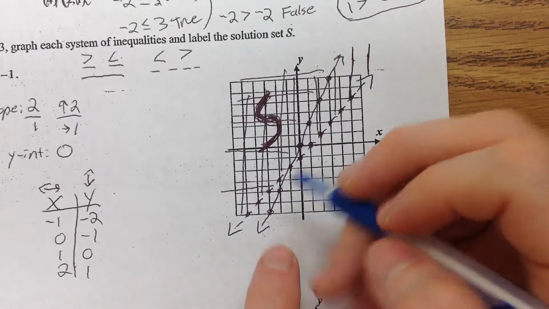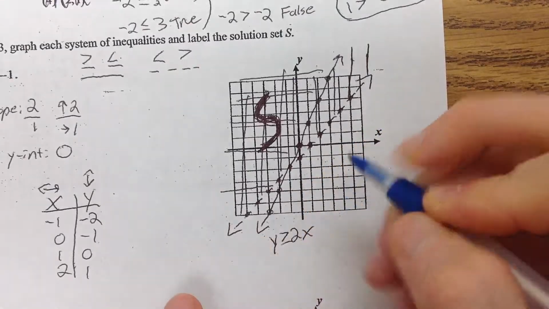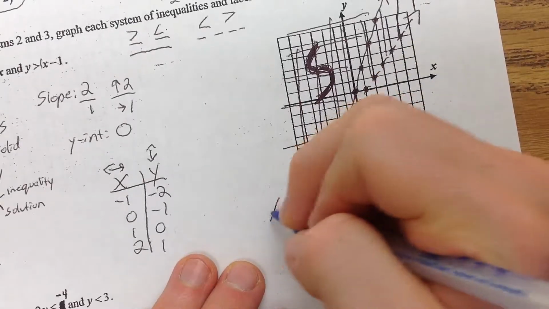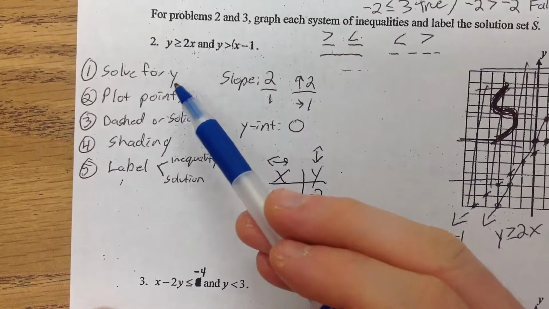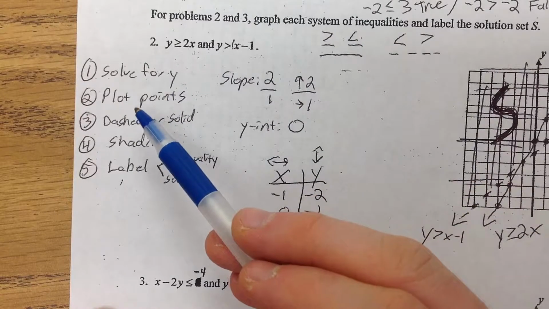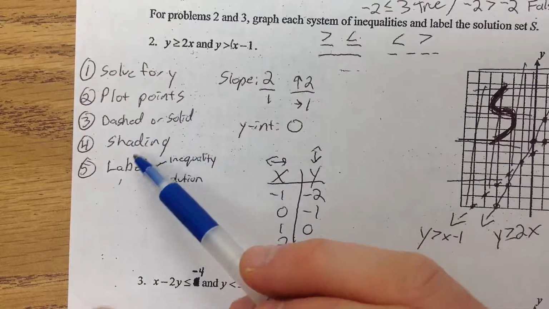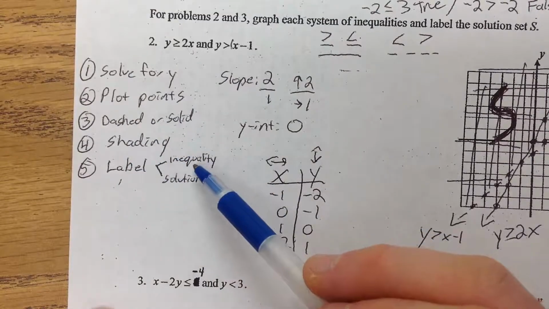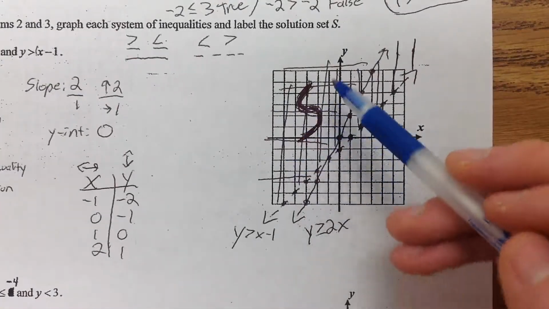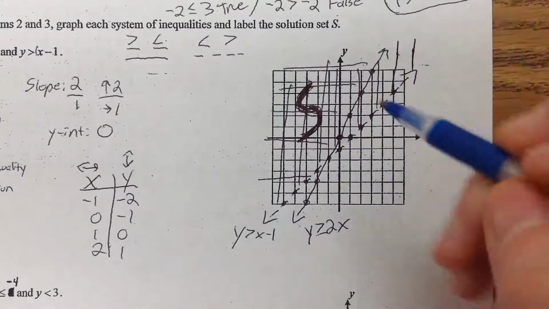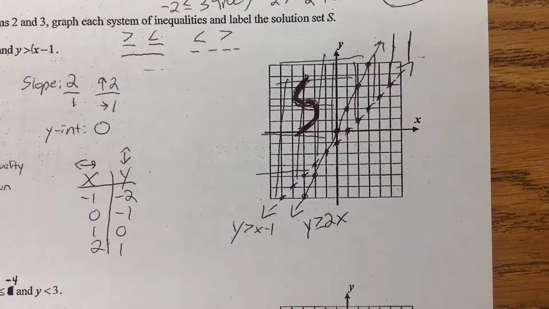We also want to label both inequalities. So the solid one was y is greater than or equal to x. The dashed one is y is greater than x minus 1. So if we kind of go through my checklist, I solved for y, that's good. I plotted points, and I used two different methods, I didn't have to. I thought about dashed or solid, I did my shading, and then I labeled my inequalities, and I labeled my solution, and the solution is kind of where we double shaded. It's where the shading overlaps from our two separate graphs. All right, so that's everything that goes into one of these problems.